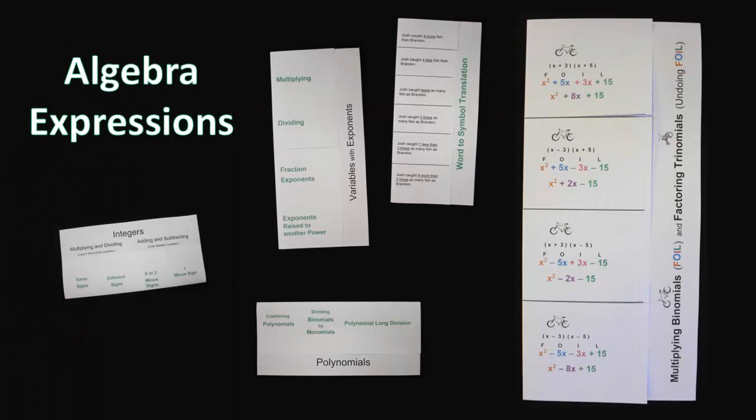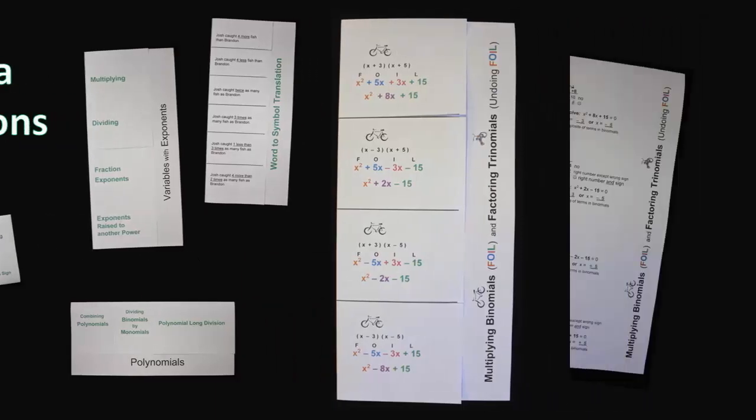In this lesson, we will look at algebra expressions again, and this time we will learn about multiplying binomials and factoring trinomials. On the outside of our foldable, we will be multiplying binomials with a process called FOIL. And on the inside of the foldable, we will be undoing that process when we factor the trinomials.